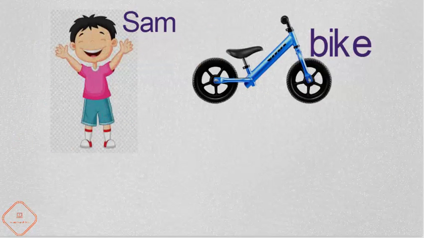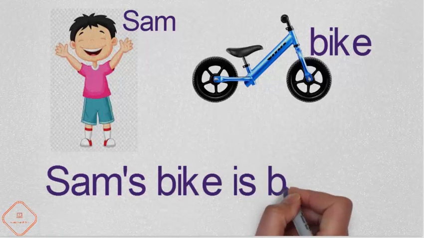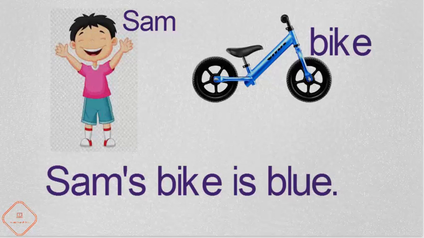So this is Sam, and Sam has a bike. Who owns the bike? Sam, right? So we say Sam's bike is blue. So this is what we mean by the possessive noun.